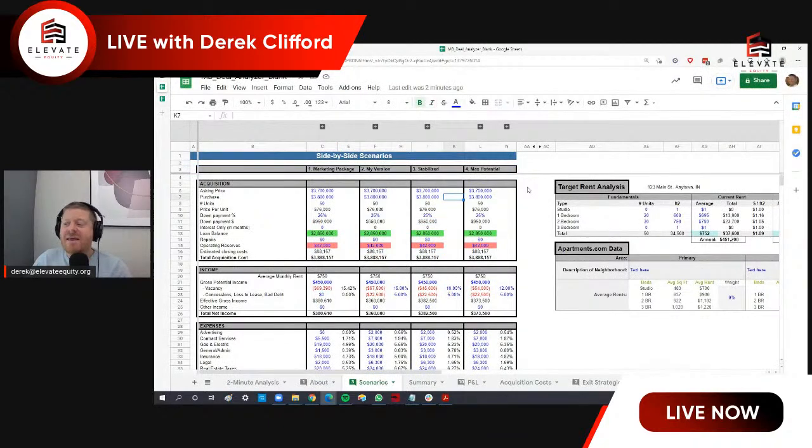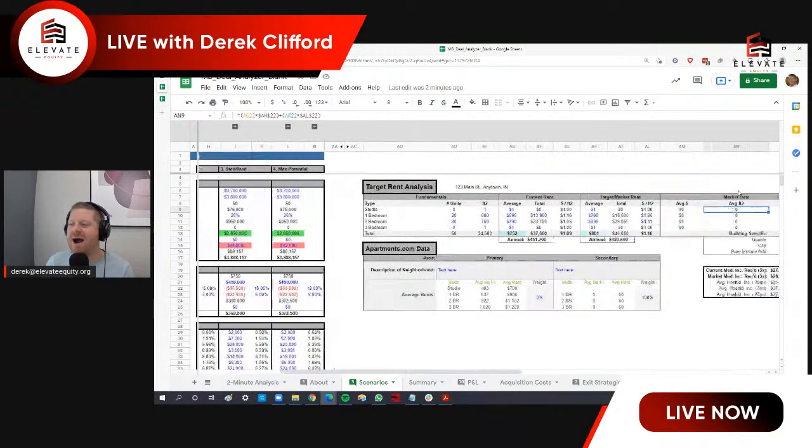Okay, the first thing that I do, once I figure out where my property is located, is go in here and start doing a target rent analysis. So really high level, I'm going to go into apartments.com and pull up the neighborhoods and the information. You can actually go into apartments.com and pull neighborhood data, and then drop in the square footage and the rents that you see for each area.